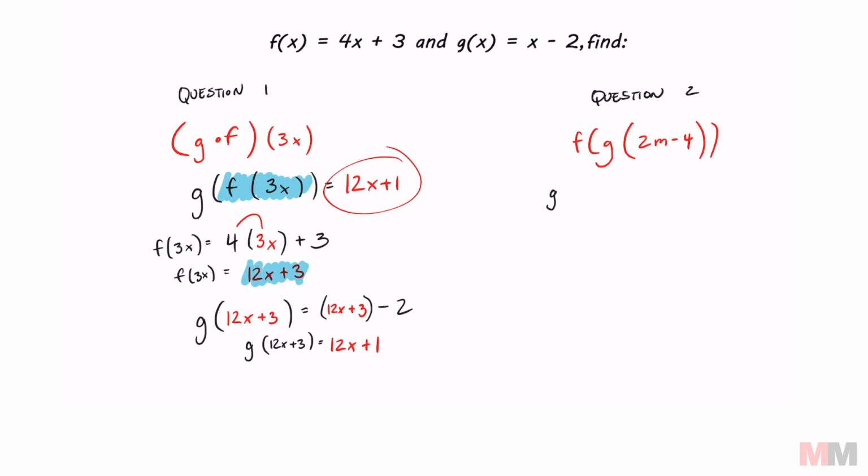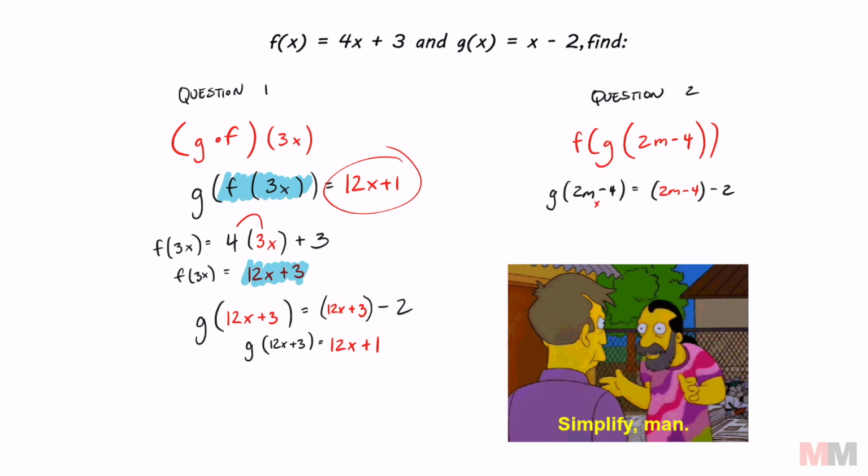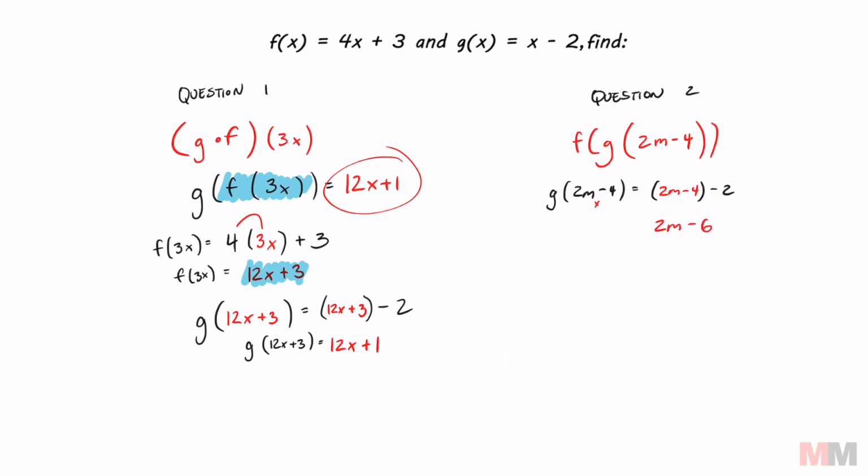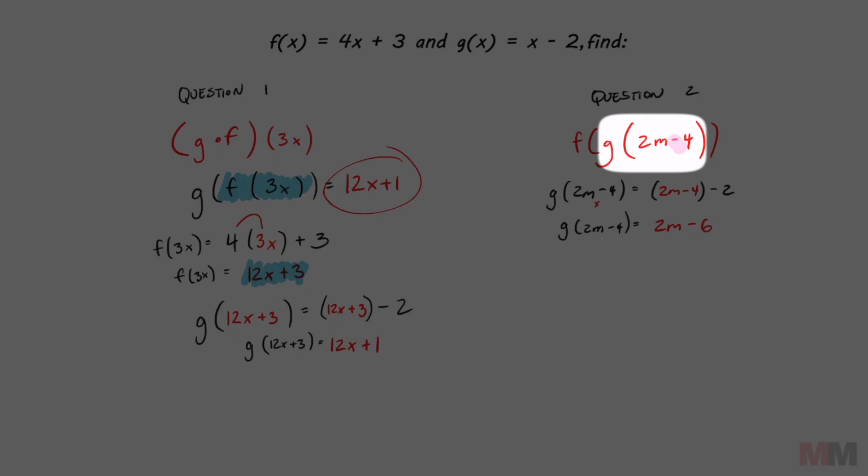So to compute g of 2m minus 4, pay attention to this expression, change the x to an open set of parentheses, and then put your input in. We're going to put in 2m minus 4, that whole thing. 2m minus 4 minus 2 simplifies to 2m minus 6. And that's what g of 2m minus 4 will equal. Now we know that this whole thing right here equals 2m minus 6. We just got to go and rewrite it.